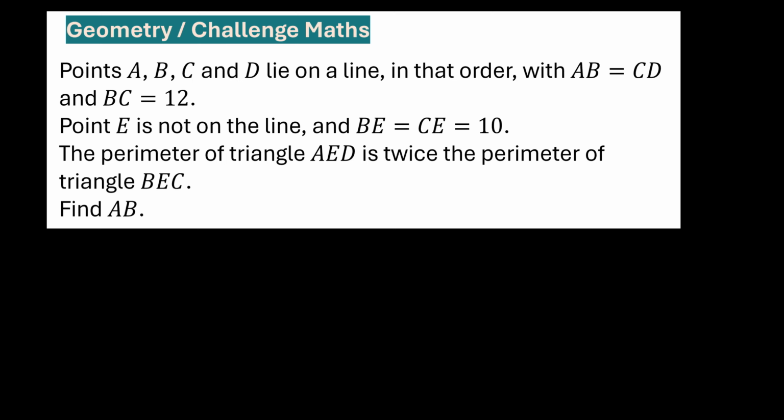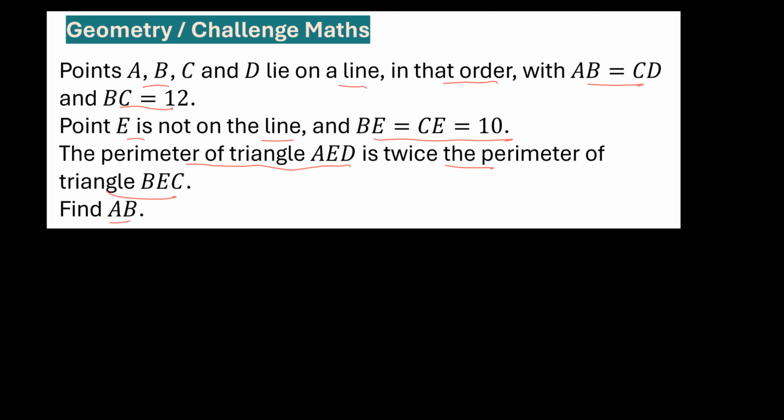Hello everybody, in this question, points A, B, C and D lie on a line in that order with AB equals CD and BC is 12. Point E is not on the line and BE equals CE equals 10. The perimeter of triangle AED is twice the perimeter of triangle BEC. Find AB.